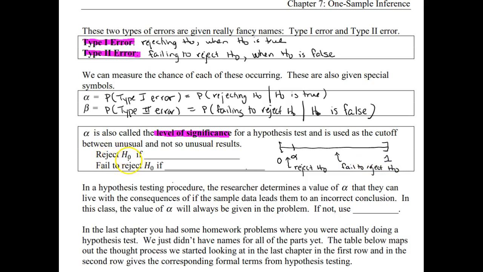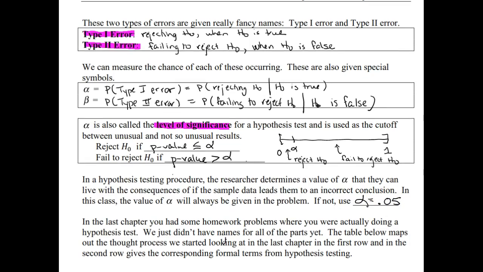Okay, so we're going to reject the null hypothesis if this p-value is less than or equal to alpha. Okay? So if that tail probability is less than or equal to some cutoff number like we used in the past, like 0.05, we're going to fail to reject if that p-value, that tail probability, is bigger than alpha. So in a hypothesis testing procedure, the researcher determines a value of alpha that they can live with the consequences of if the sample data leads them to an incorrect conclusion. So in this class, the value of alpha will always be given. And if for some reason there's some problem where they forgot to do so, we're just going to use the previous value that we have used in the previous chapters of 0.05.